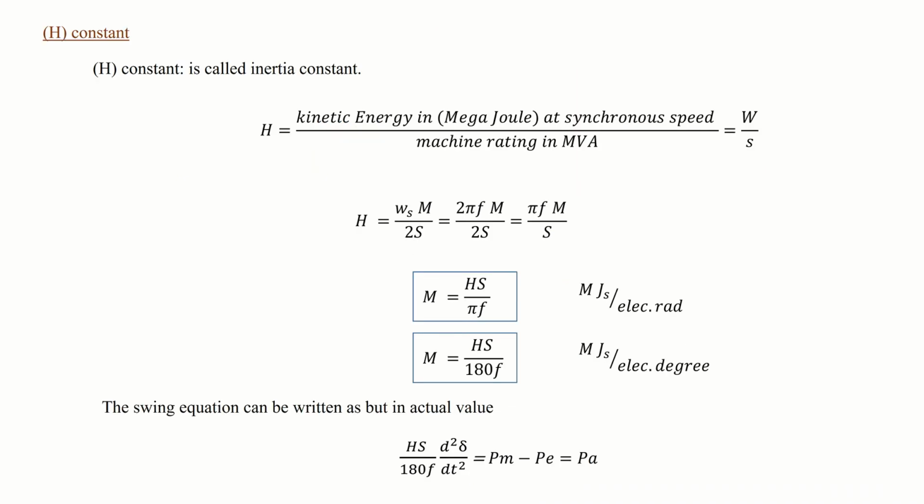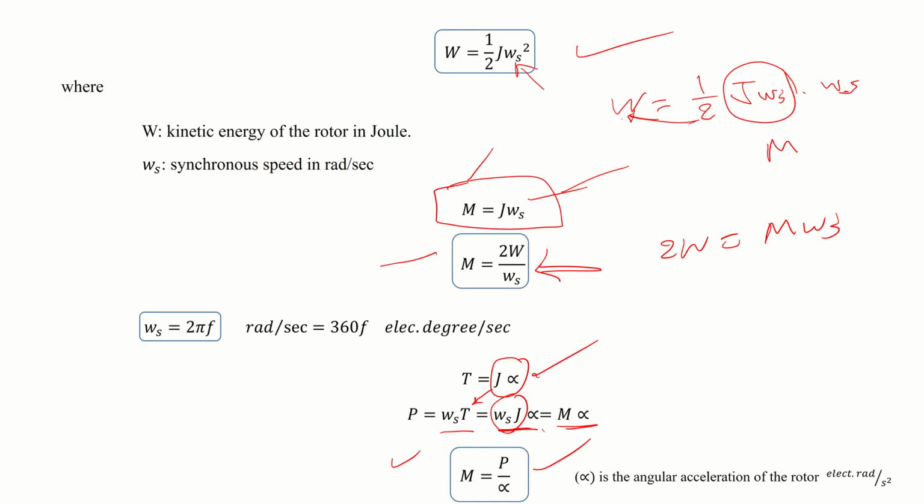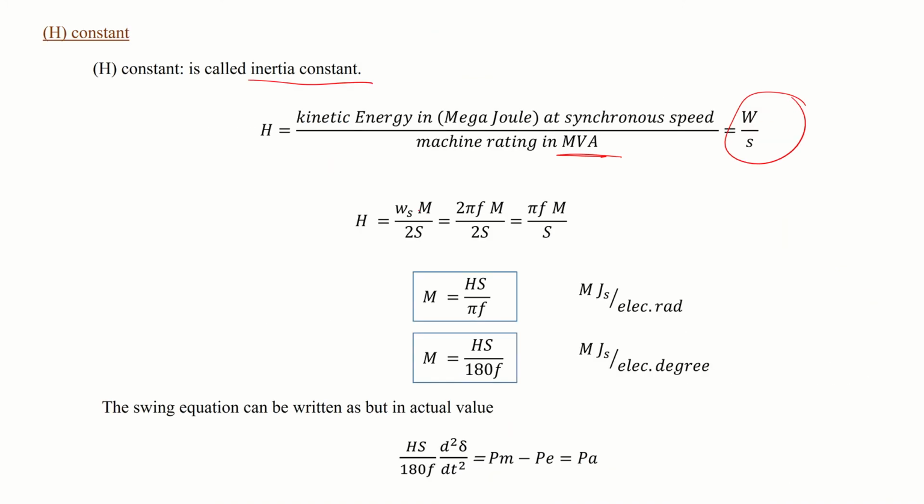While H constant is called the inertia constant, which is the ratio between the kinetic energy in megajoules at the synchronous speed and the machine rating in megavolt ampere, which is W over S. If we take the kinetic energy W, which is M omega s over 2, we can substitute it here. So omega s M over 2 is represented as W, kinetic energy, over S. Okay, so you will get this.